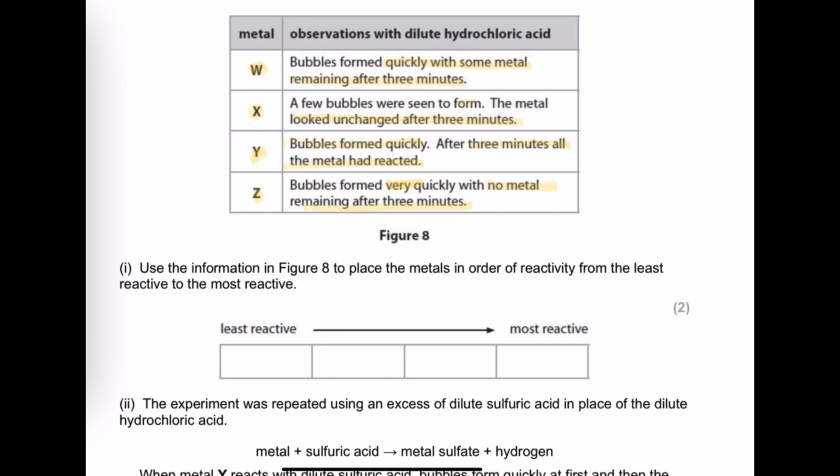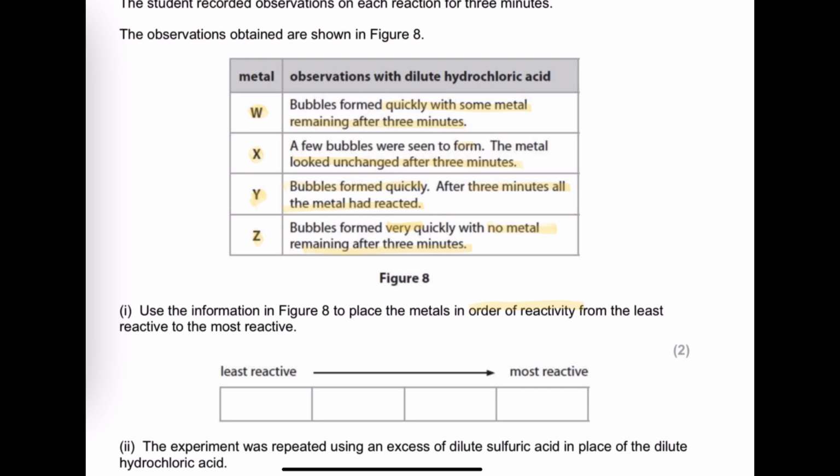Use the information in figure A to place the metals in order of reactivity from least to most reactive. Most reactive just means the most physical things happened. We can see about how many bubbles were formed, how much product is left, and where it just remains unchanged. If you look over here, X looked completely unchanged after 3 minutes, so we know that's first.